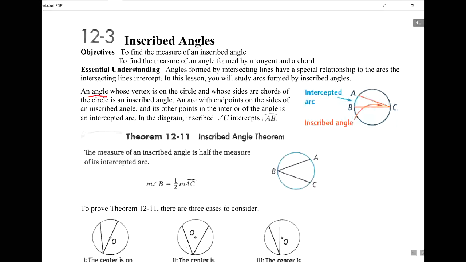An angle whose vertex is on the circle. Now that's important. And sides are chords of the circle. And remember that chords are a line that intersects a circle in two places. Okay, this is an inscribed angle. So if we look over here, our vertex is on the circle, and then the sides of our angle are chords of that circle.